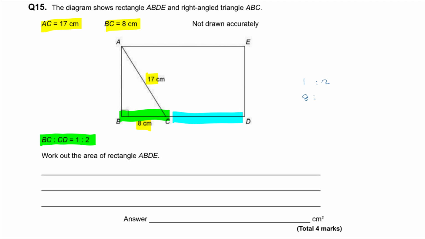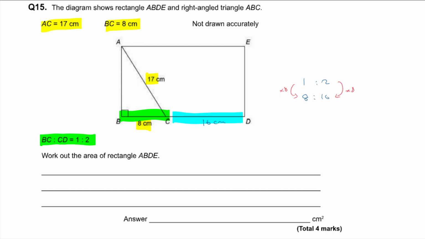Then the other one is going to be, well, we're timesing by 8, aren't we? Timesing up by a factor of 8. So this side timesing up by a factor of 8 is going to give me 16. So that side there is 16 centimeters. Okay. So work out the area of rectangle ABDE.